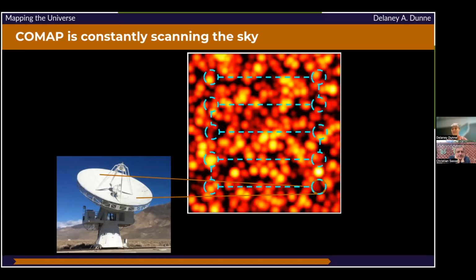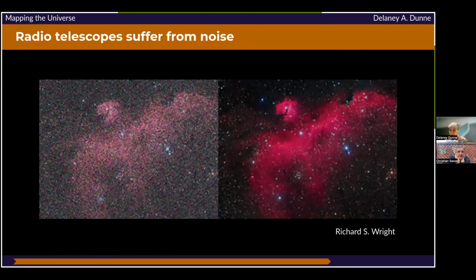But this is a simulation, and unfortunately, we also have to contend with instrumental noise, just like an optical telescope does, where you have your dark current, shot noise, all of that affecting your image.